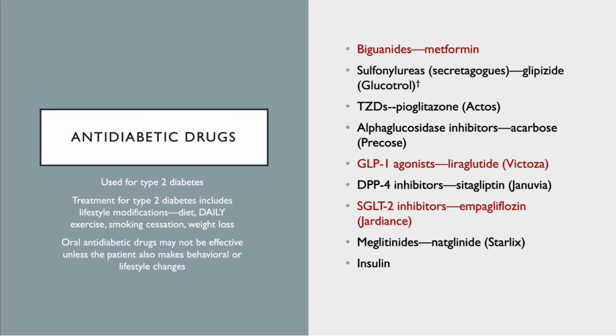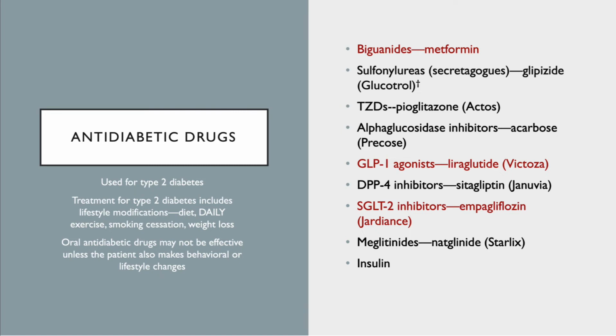The other ones up here, we don't really use that much. Precose makes everybody have gas and it's uncomfortable, and you take it with the first bite of food to reduce the blood sugar. It's nice because it doesn't make you hypoglycemic. It's annoying because it makes you pass gas all the time. Nobody likes that. The DPP-4 inhibitors, they're also expensive.